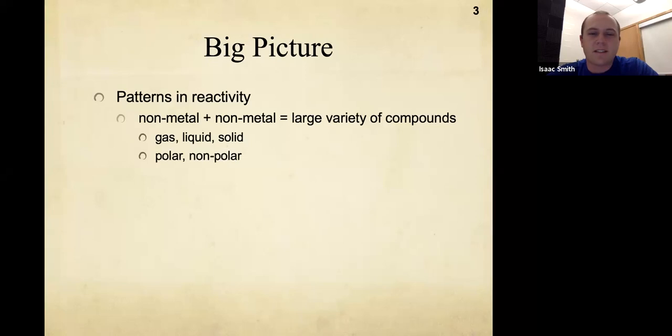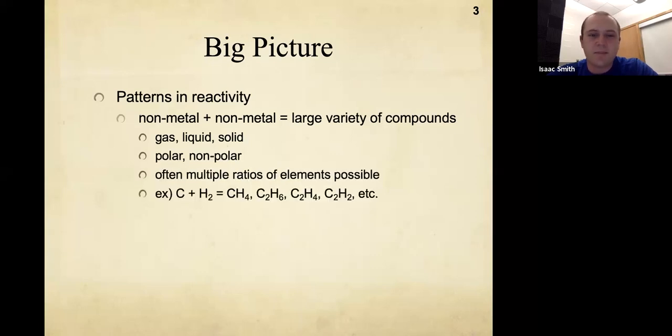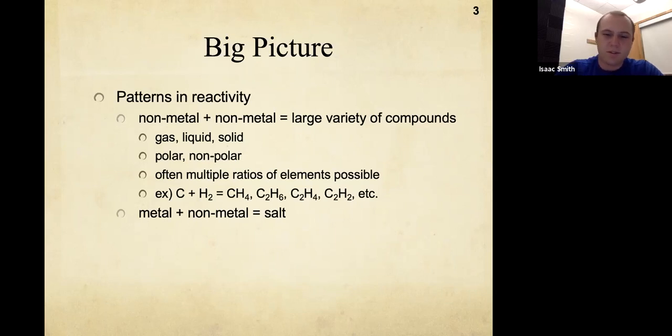Also, they exist in a lot of different phases: gas, liquid, solid. Polar and nonpolar is a term that we'll be talking about as well. But there's a lot of different options when it comes to nonmetals with other nonmetals, and it has to do with sharing electrons versus transferring electrons, which we'll see with ionic compounds. When you have a metal plus a nonmetal, these are generally referred to as salts.